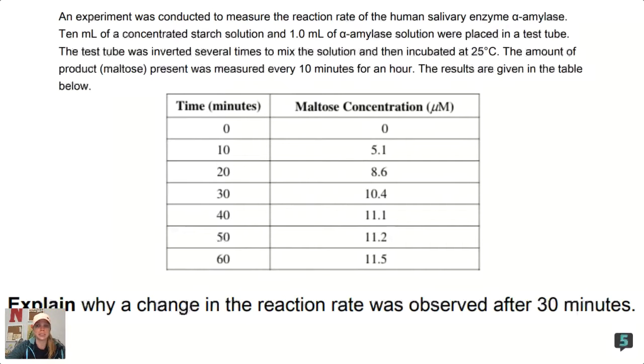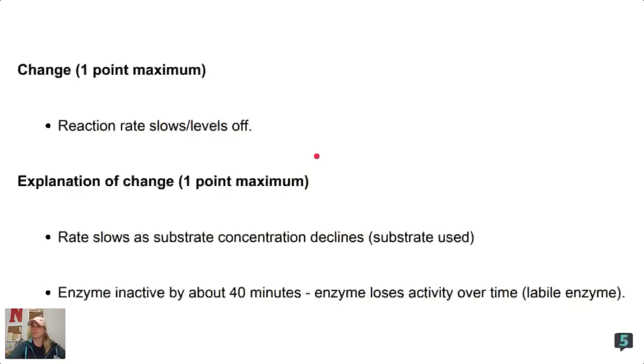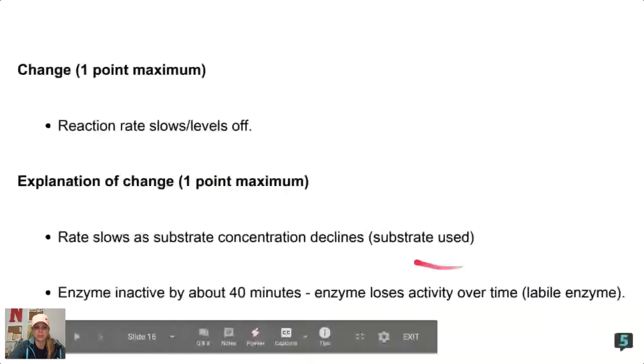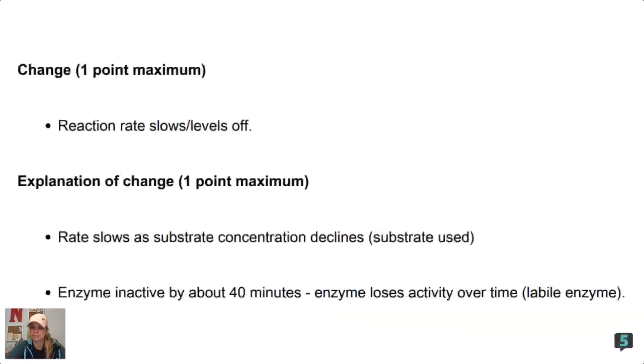The actual answer key says reaction rate slows or level off. Ooh, this is 2 points, like I said. So you get a point just for saying the reaction rate slows down. And then another point for saying it slows because substrate concentration declines or the substrate is used. Or you can say the enzyme is inactive by about 40 minutes. Ooh, either one of those is good.